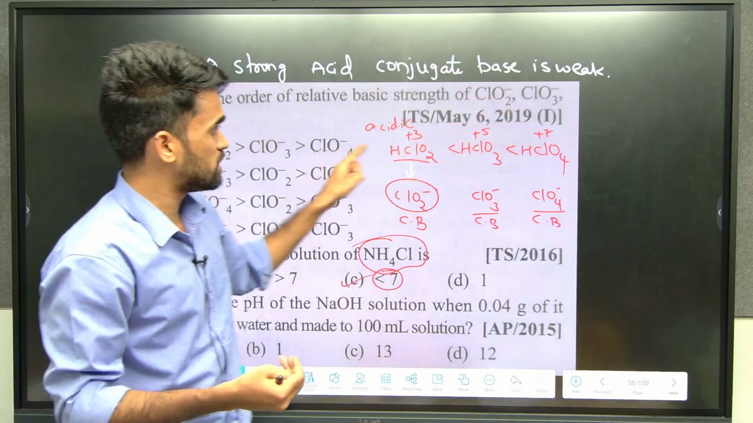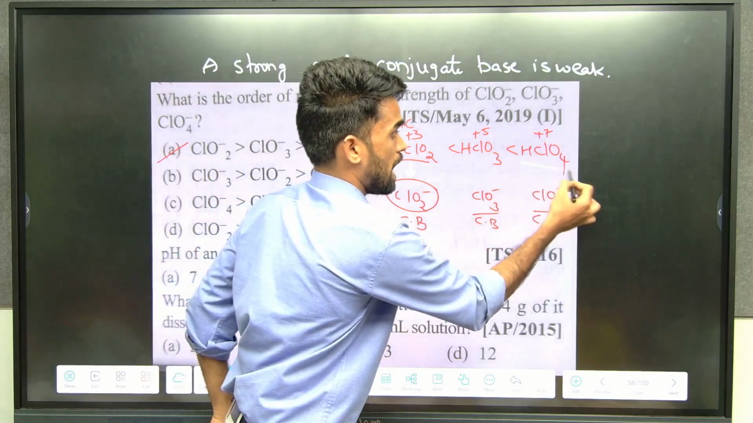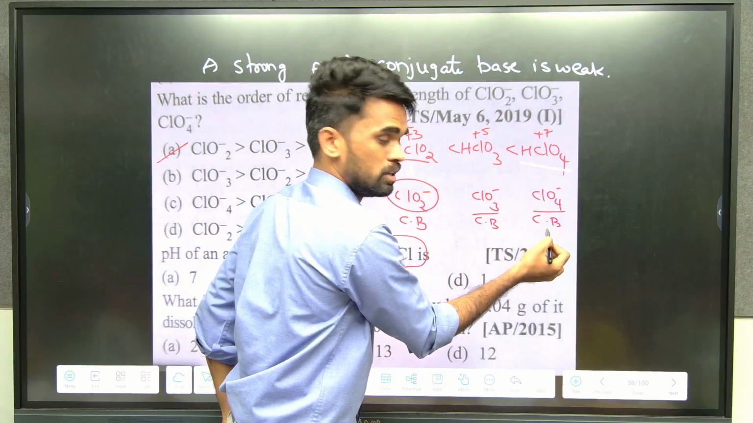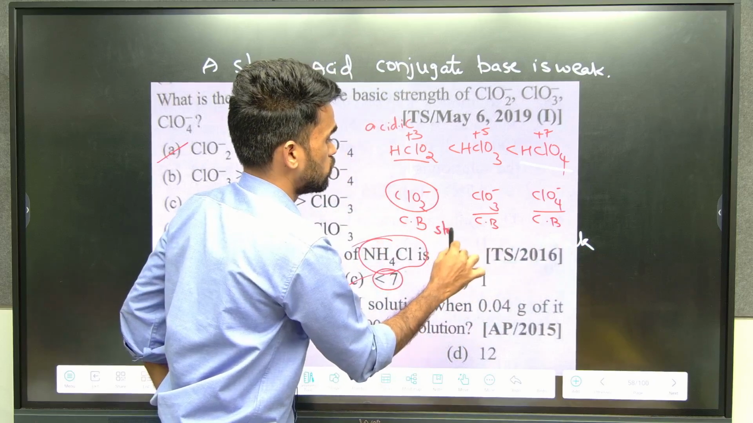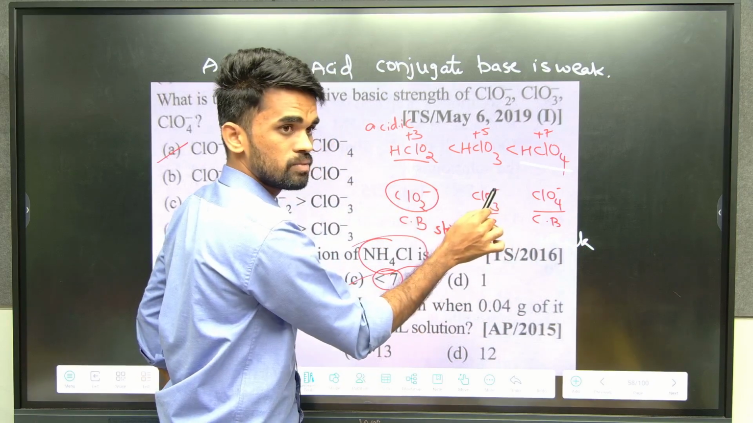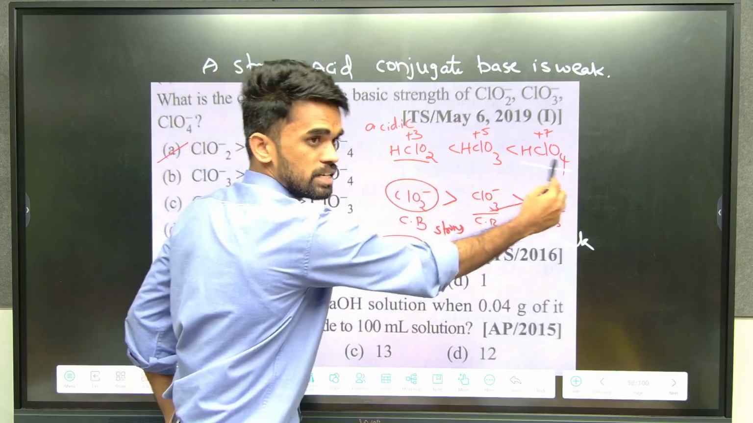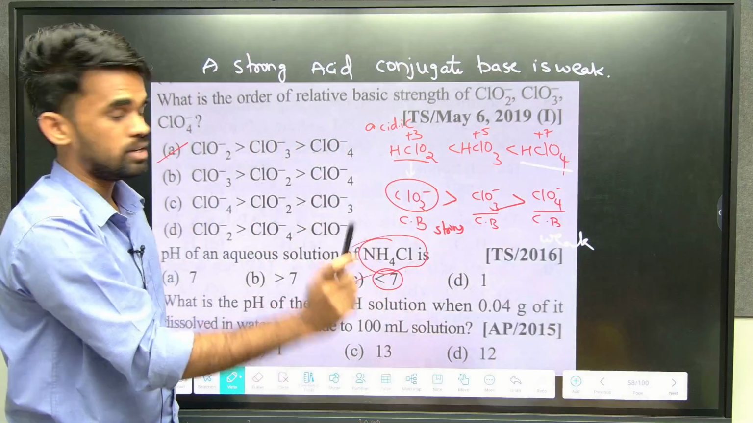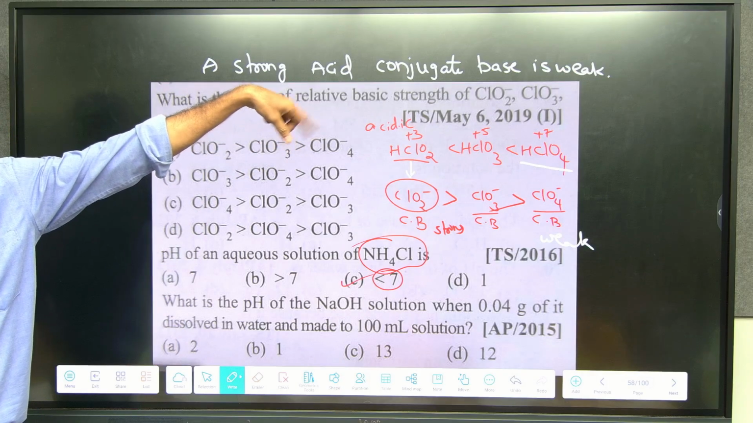So out of this, which is strong acid? So strong acid conjugate base will be weak now, and this will be strong. So which is strong base out of these anions? This is the basic nature order, this is the acidic nature order. Is this clear? Yeah, make a note. Do you have any confusion in this again? If you have, please tell me, I will repeat.